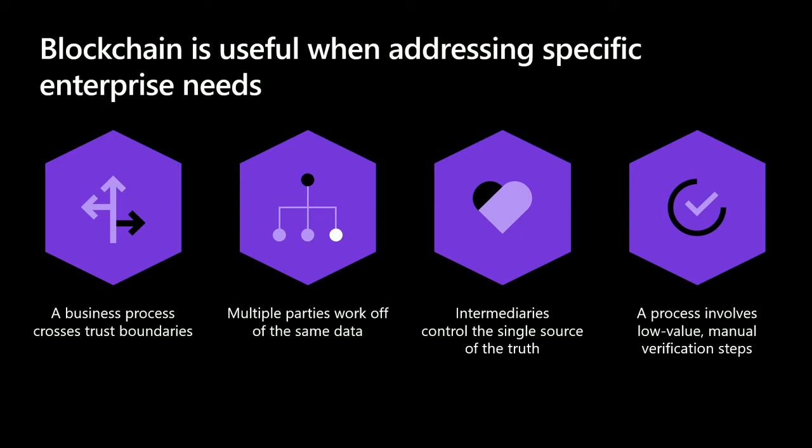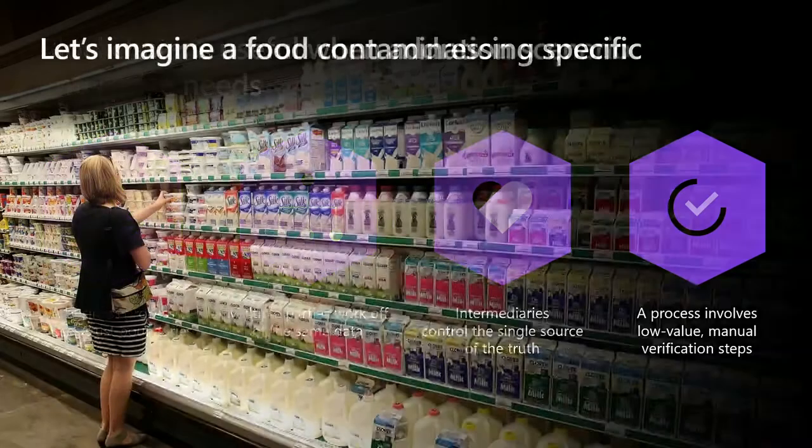If they are, well, who owns that data? Who's controlling it? Is it one of those parties? Is it a third-party intermediary that you pay to manage it? How do you manage auditing to make sure that that data is actually accurate? You probably have some low-value, high-manual processes to do that. So if you can answer yes to these questions, then blockchain may be a solution for your business process. May not, but it may be.